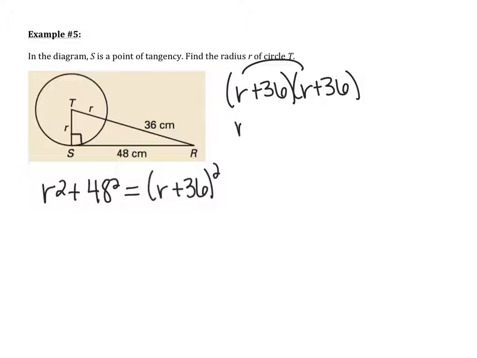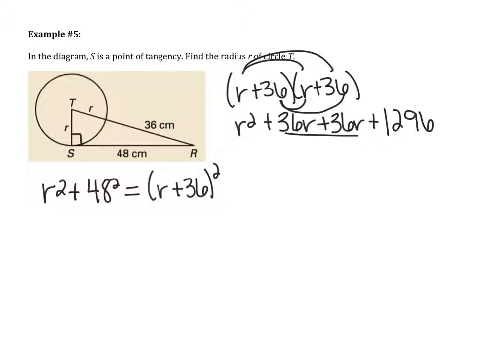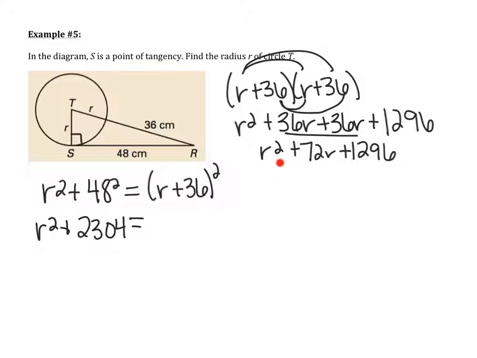So R times R is R squared. R times 36 is 36R. 36 times R is 36R. And 36 times 36 is 1,296. So after combining like terms, I would get R squared plus 72R plus 1,296. So when I write out my problem now, I would have R squared plus 2,004 is equal to, I'm just going to transfer this part right here. So R squared plus 72R plus 1,296.